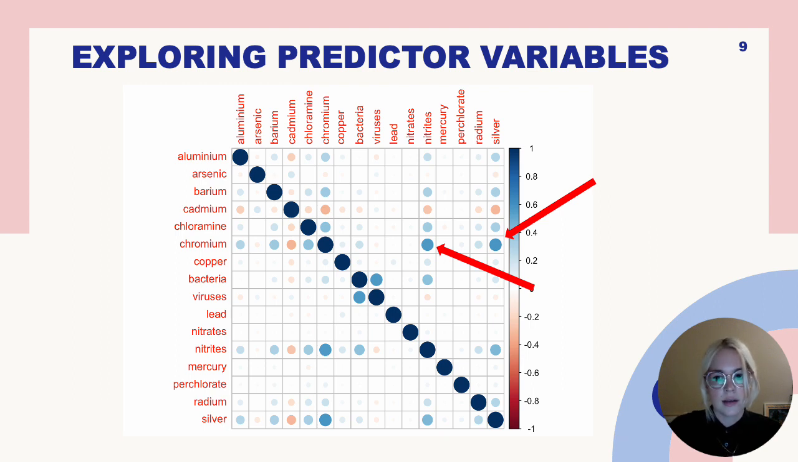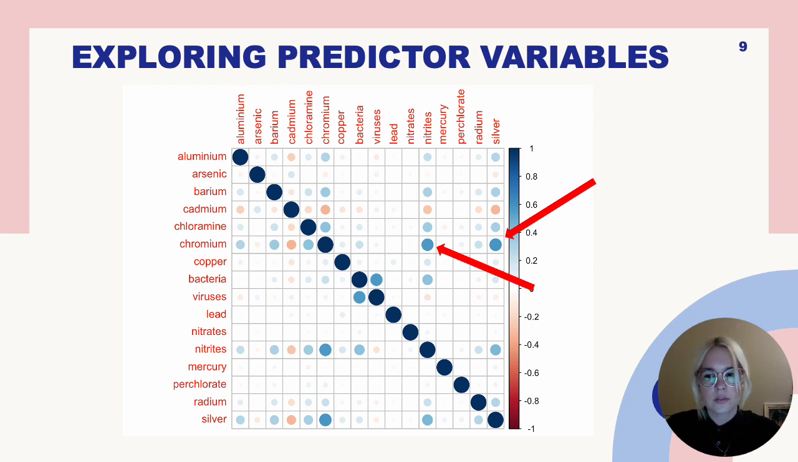So next, I created a correlation plot to uncover any predictors that are strongly correlated. We can see that nitrates and silver are relatively strongly correlated with chromium, the 2 red arrows pointing to those. The larger the bubble and the darker the bubble means the higher the correlation, which we do not want.